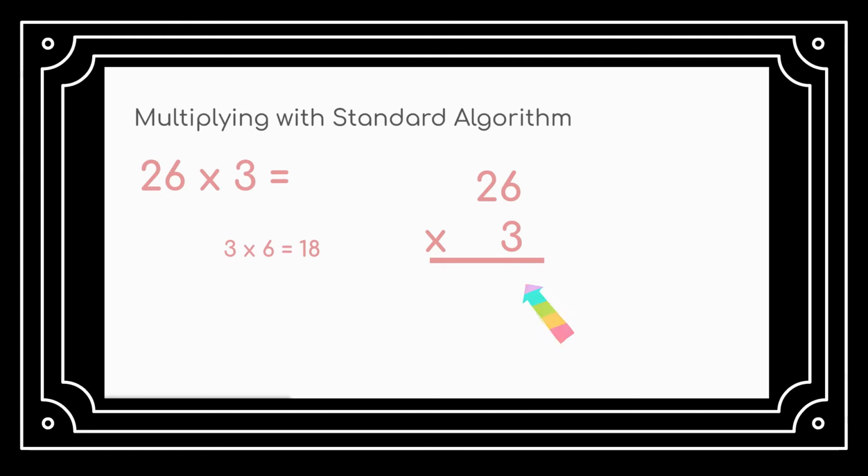So I write 8 in the ones column down below and I carry the 1 to the top. I wrote down the little plus sign so I remember to add that 1 back in later on.